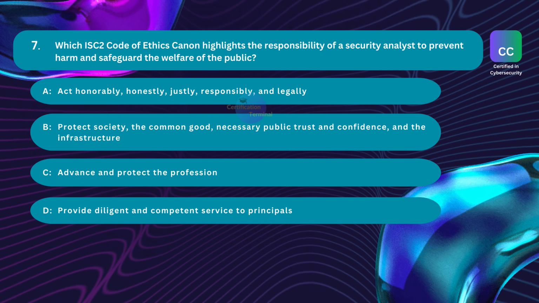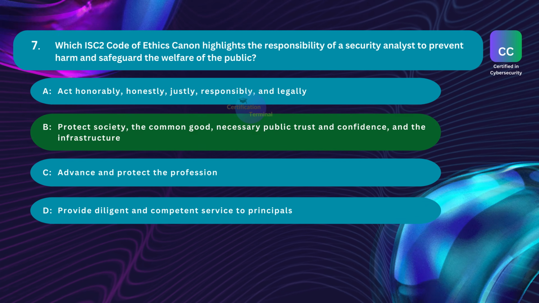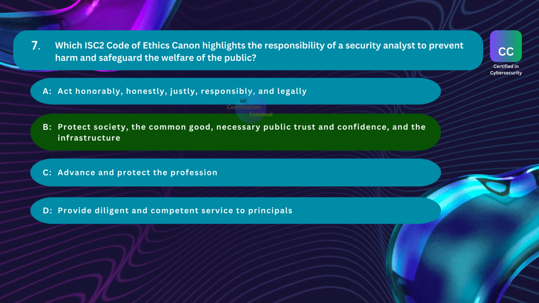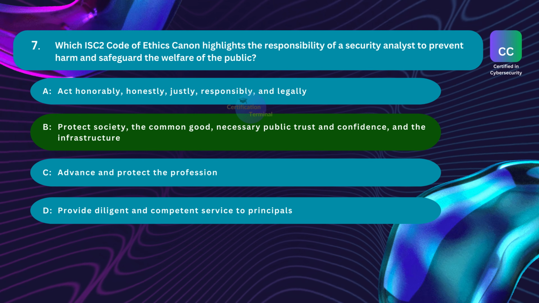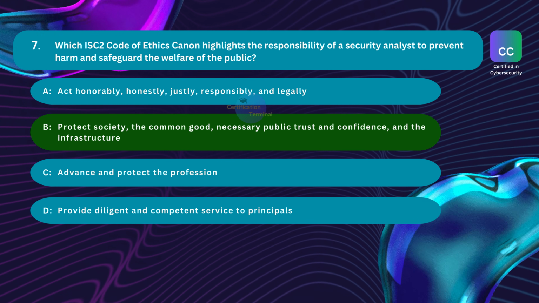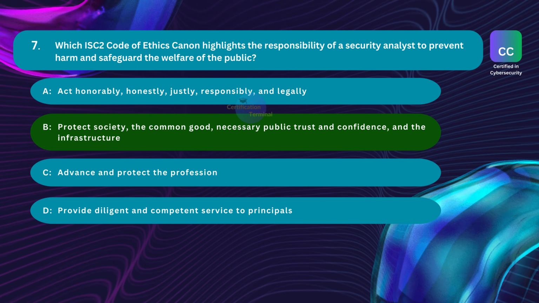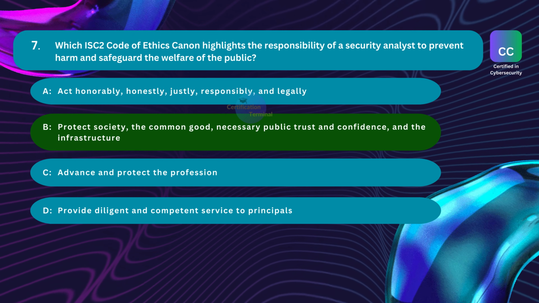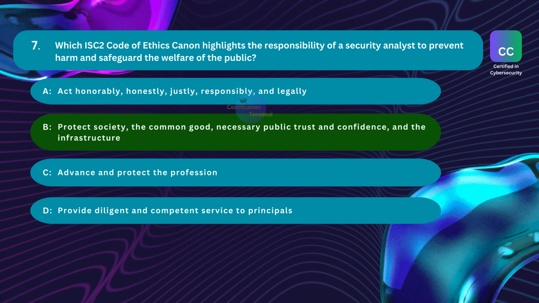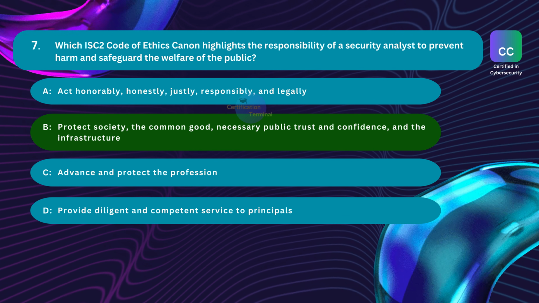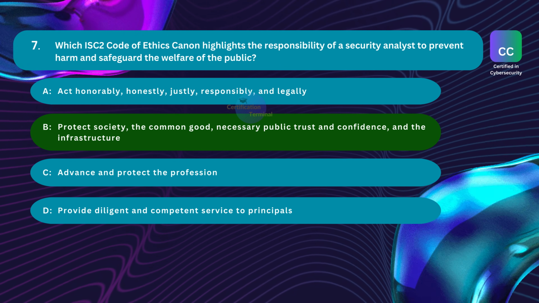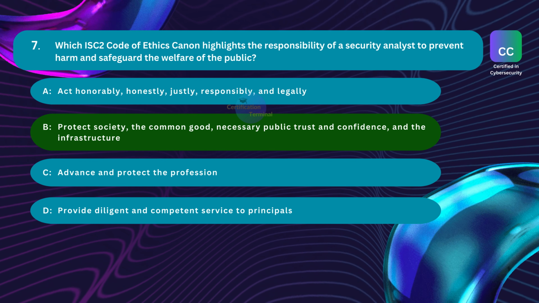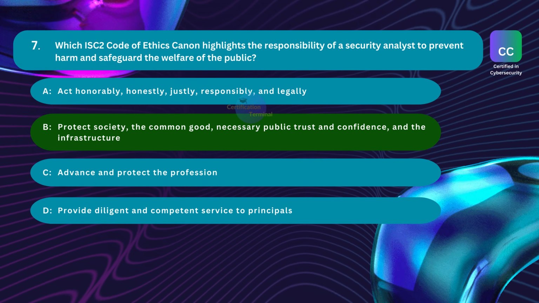The correct answer is Option B, protect society, the common good, necessary public trust and confidence, and the infrastructure. This canon directly emphasizes the obligation of cybersecurity professionals to safeguard not only the infrastructure but also the welfare of society and the public's trust. It signifies the ethical responsibility to prioritize societal well-being and the public's trust in the profession.